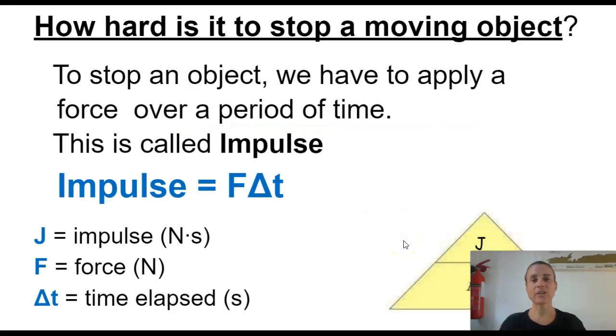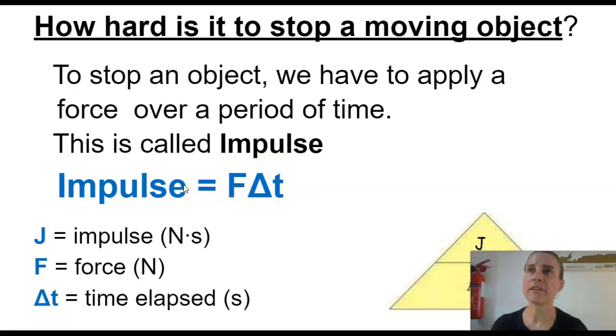Now we get onto something called impulse. This was one of the definitions that you should have learnt in the first lesson. Impulse is basically how hard it is to stop a moving object. To stop an object, we have to apply a force over a period of time, and that is called impulse. So the impulse is the force multiplied by the change, and delta means change, in time. So if you can make something take longer, then it's going to decrease the impulse.